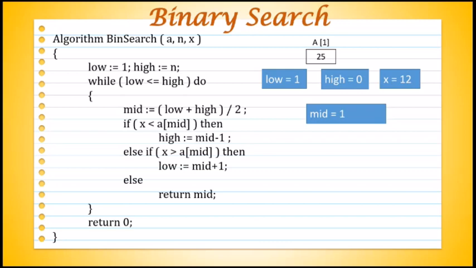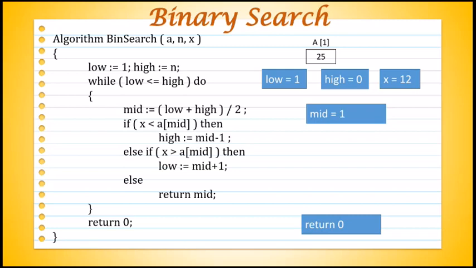repeat the loop. So now again we will check the while condition, is low less than or equal to high. So 1 is less than or equal to 0. No, this condition is false. That means this loop will be stopped here. So after the while loop, there is a statement that is return 0. So we will return the value 0. That means our searching element is not present in the list. So that's why we are returning the value 0.